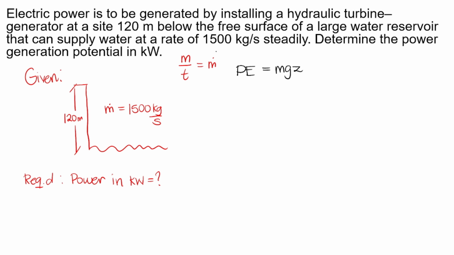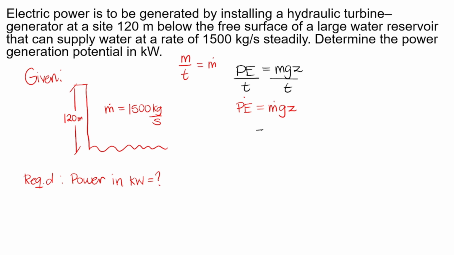But since we need power, it should be per unit time, how fast energy is being transferred. So, if that's per unit time, we will have potential energy in rate form is equal to the mass flow rate times the gravitational acceleration times the elevation. So, we will simply input our values using this formula.